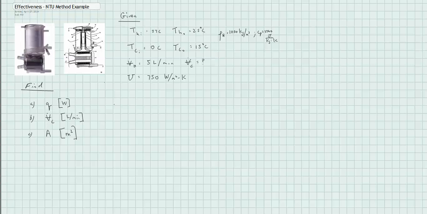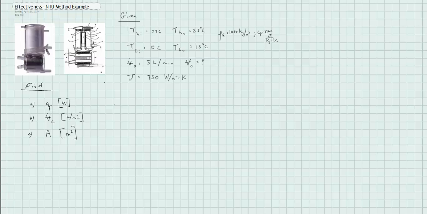Okay, this is going to be a heat exchanger analysis problem involving the effectiveness NTU method. It involves a blood heat exchanger used to induce hypothermia.